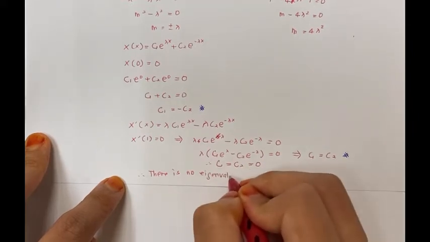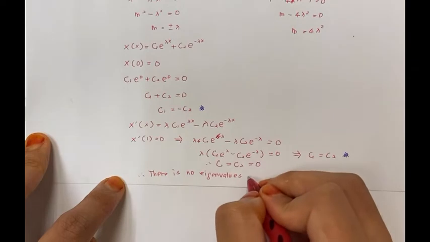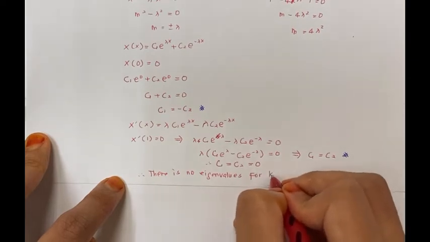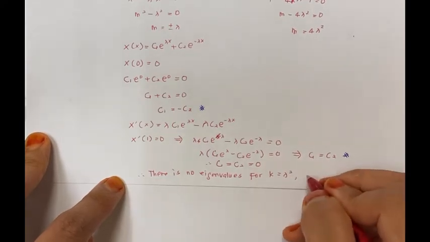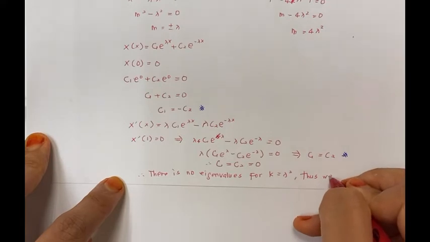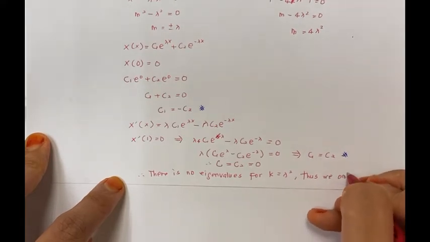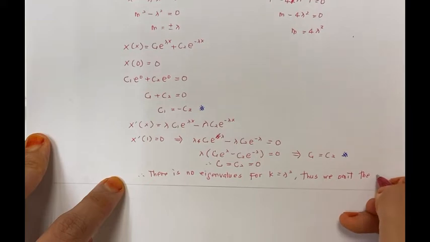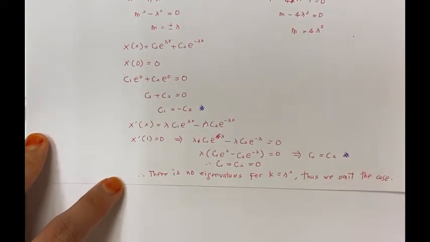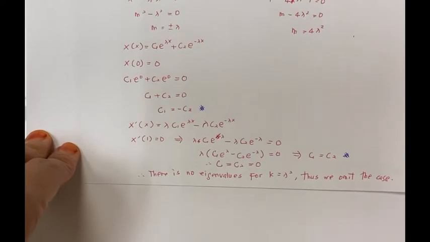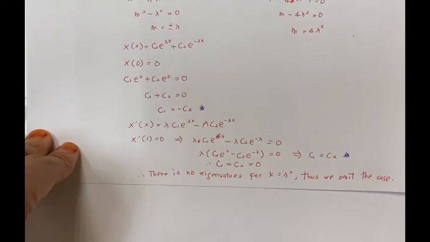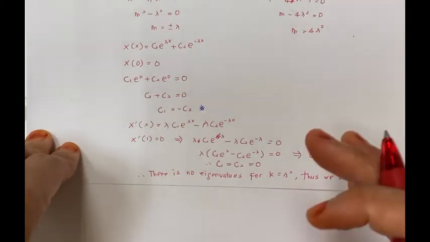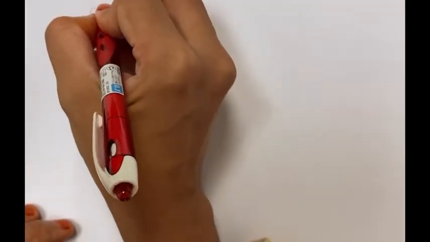Since C1 and C2 equal 0, we conclude that there are no eigenvalues for this case, k equal to lambda square. Thus, we omit the case. What does it mean? It means you can ignore this case and proceed with the second case. There is no solution for this case. For case 2, proceed with case 2.